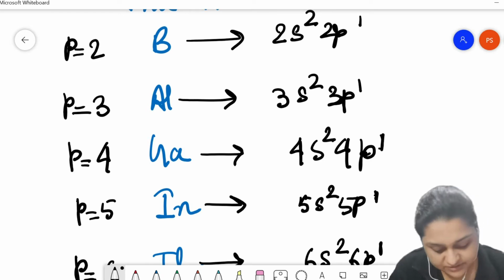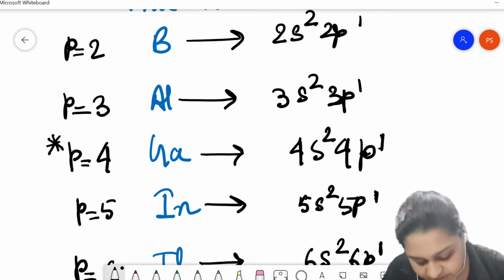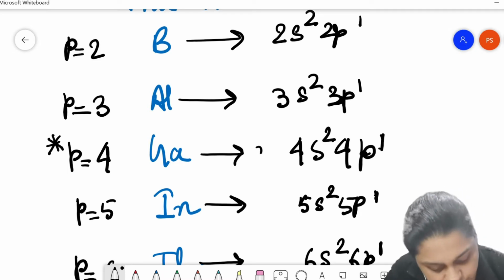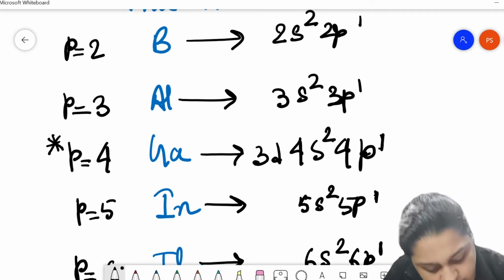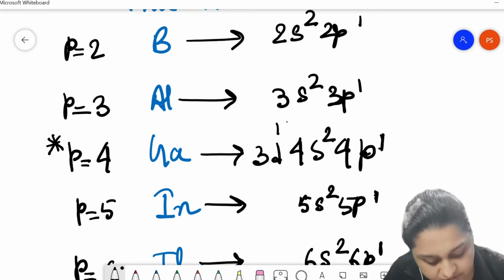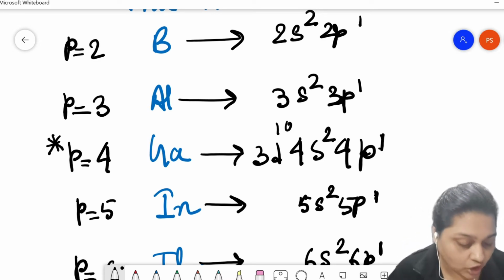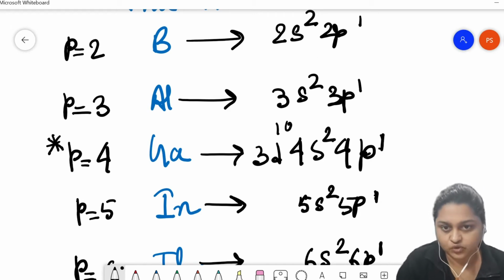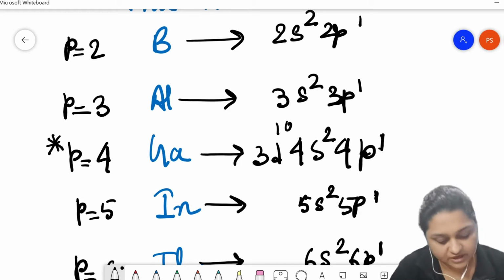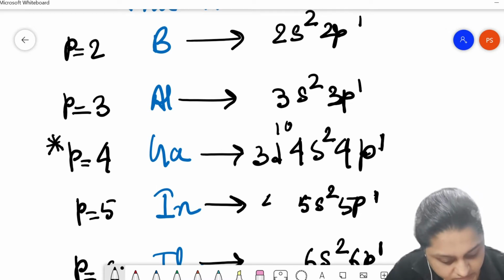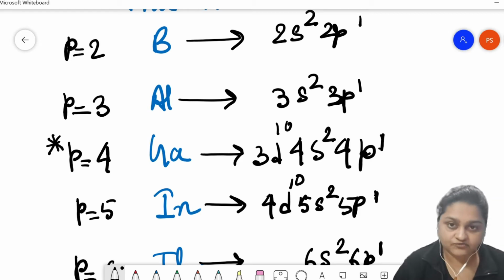Now more or less this is the trend in the electronic configuration that is followed in group 13, but the anomalies come on the third element, gallium, belonging to fourth period. The penultimate 3d orbital is filled and included in the valence shell, and the electronic configuration becomes 3d10 4s2 4p1. The similar is followed in the fifth period element, indium. The electronic configuration is 4d10 5s2 5p1.